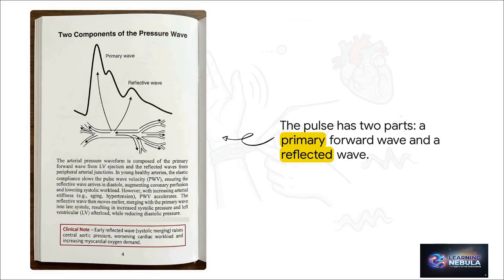Okay, now this is where it gets really cool. The pulse isn't just one simple event. As this shows, it's actually made up of that primary forward wave from the heart, but also a second reflected wave. This wave literally bounces back from the smaller, stiffer arteries way out in the periphery. It's the combination of these two waves that creates the shape we actually feel.